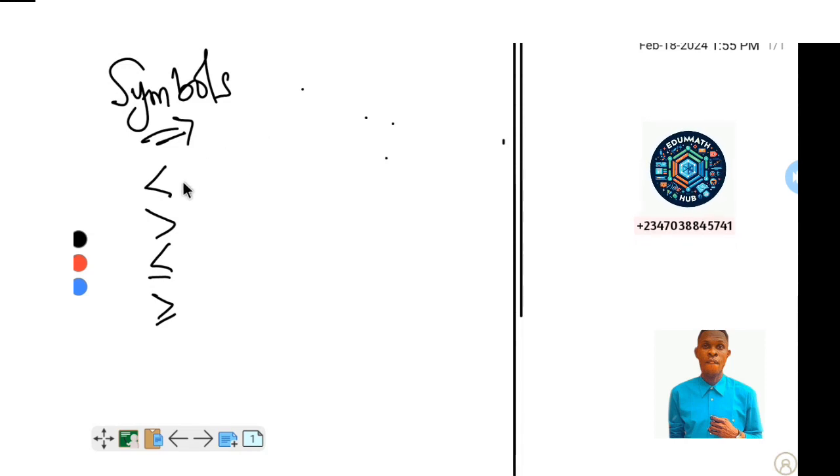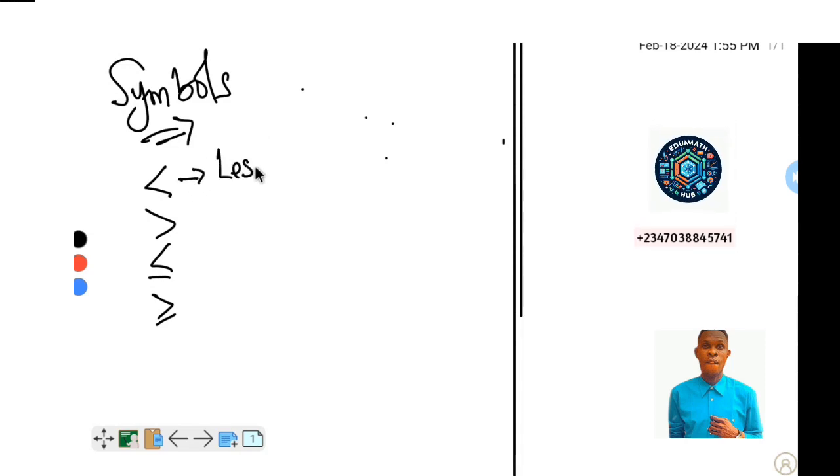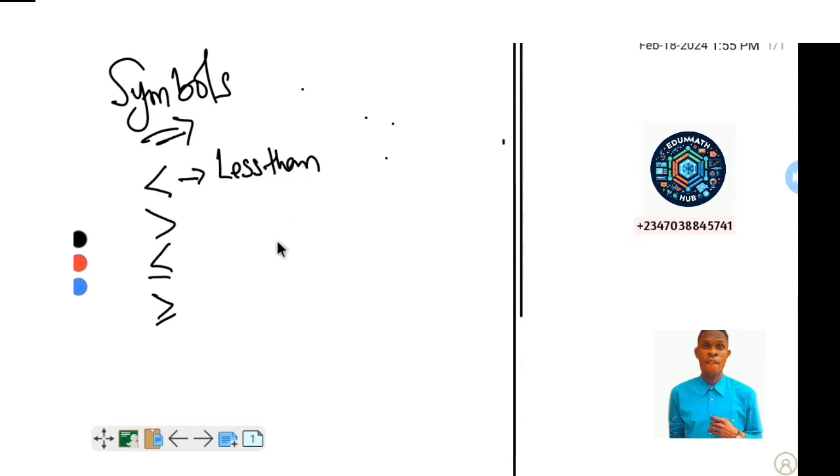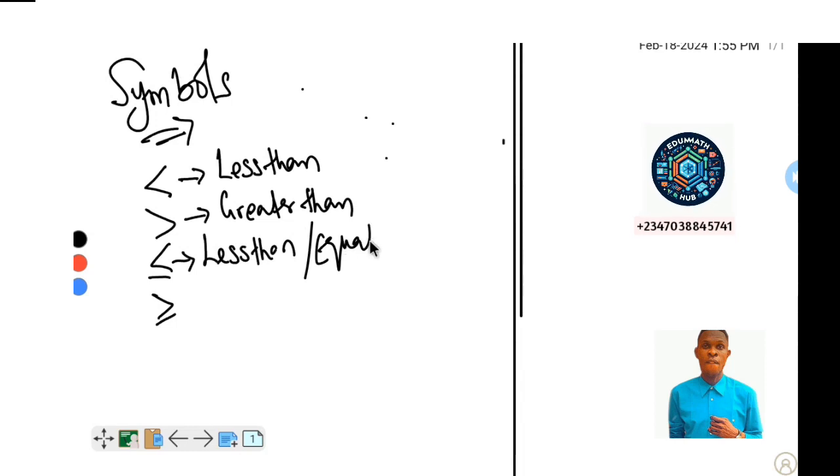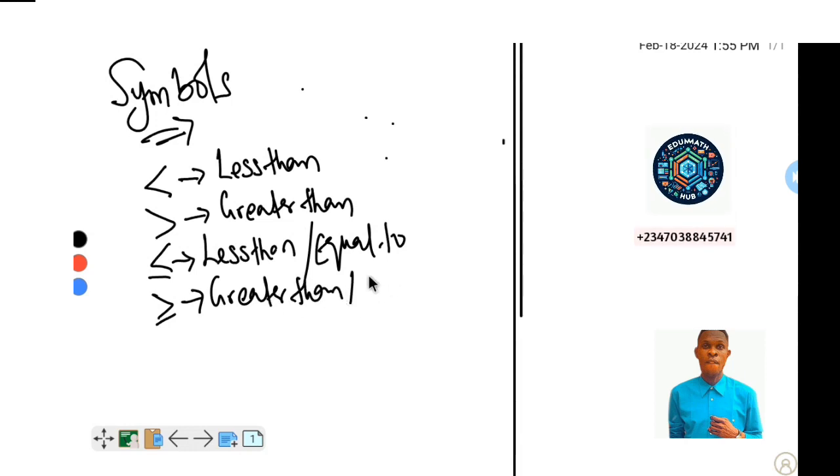Now the first symbol here stands for less than. This is less than. Then this is greater than. This is less than or equal to, and this one is greater than or equal to. So you need to know how these symbols operate, or what these symbols mean.